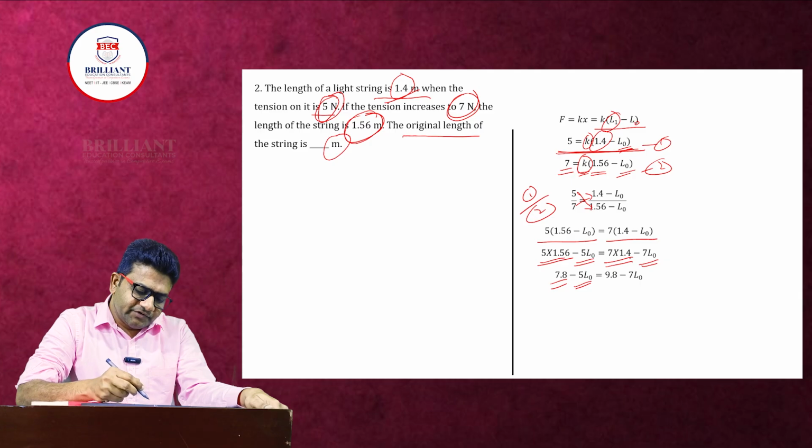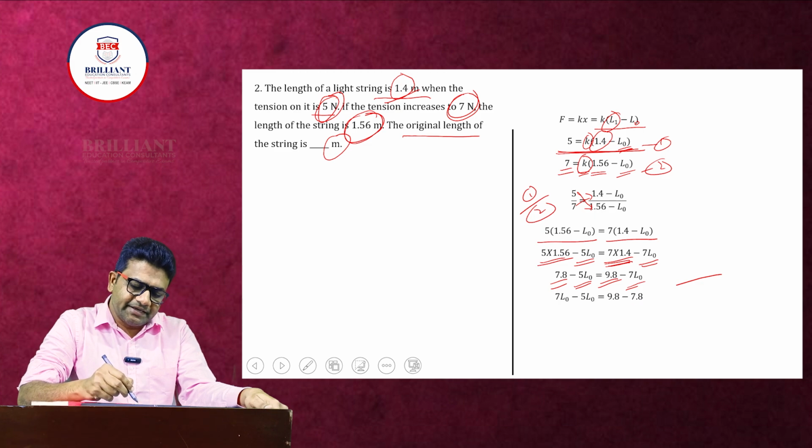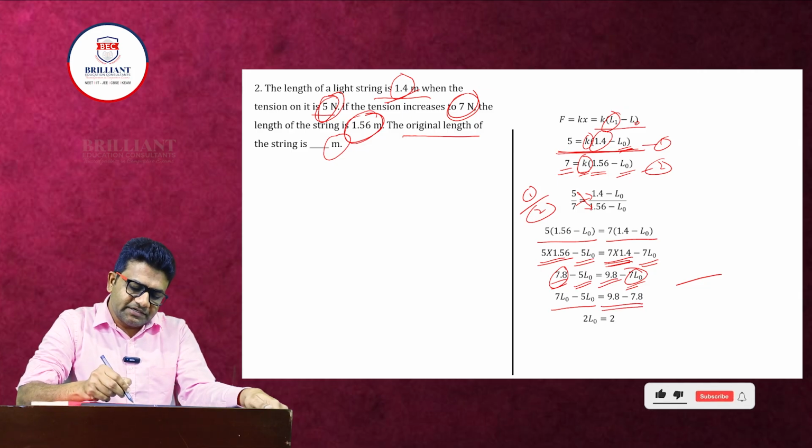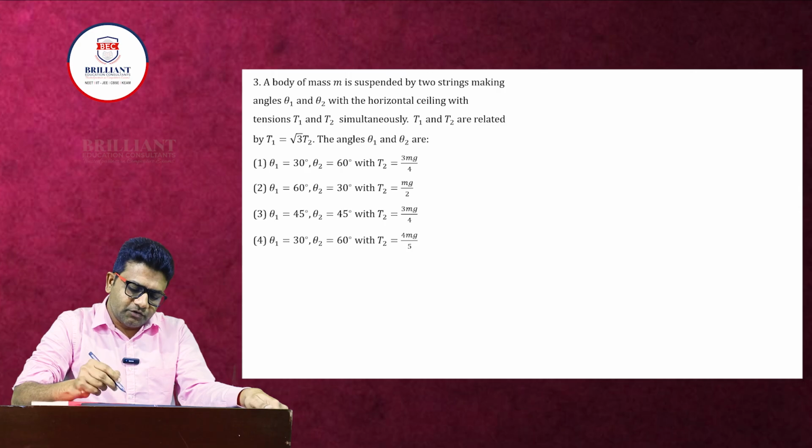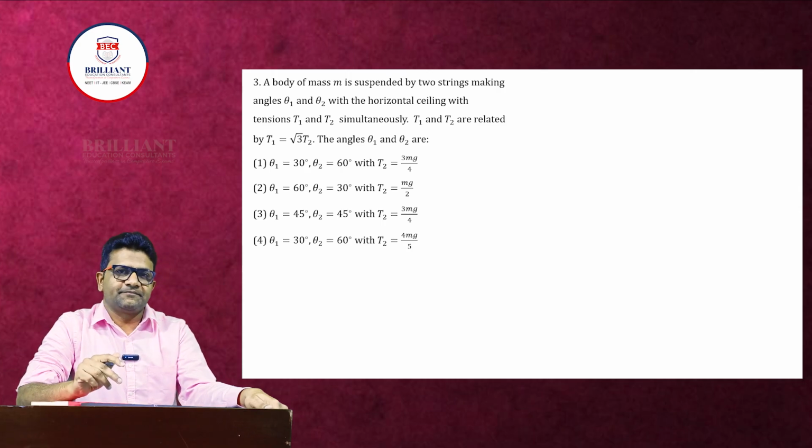So 5 into 1.56 you get 7.8 minus 5 L0. Here 7 into 1.4 you get 9.8 minus 7 L0. Then 7 L0 minus 5 L0 is equal to 9.8 minus 7.8, so you get 2 L0 equal to 2, so L0 equal to 1 meter is the answer.